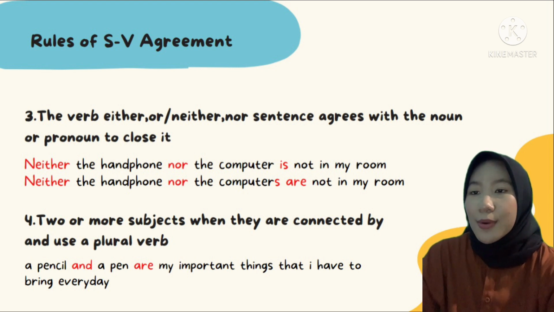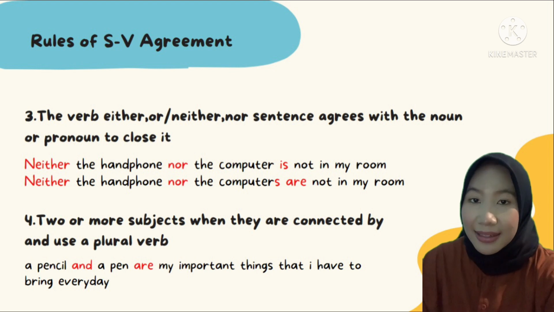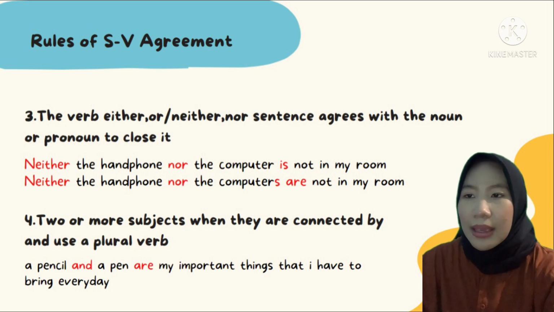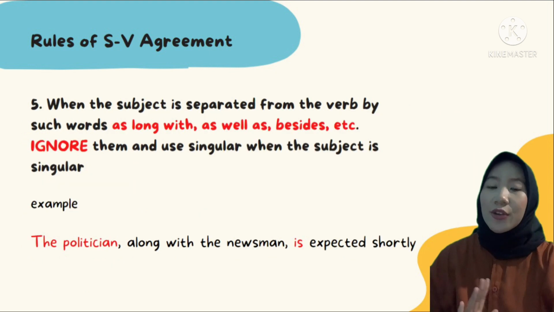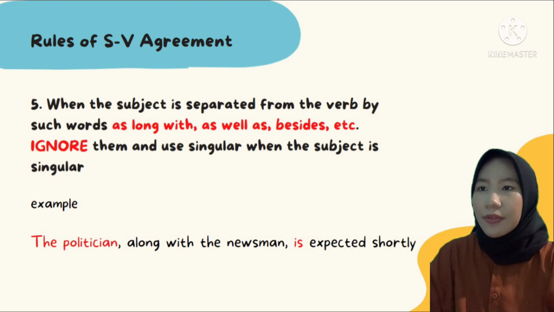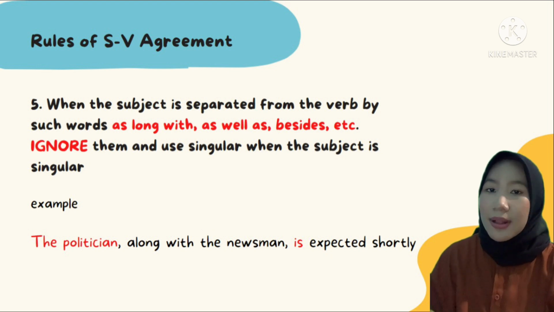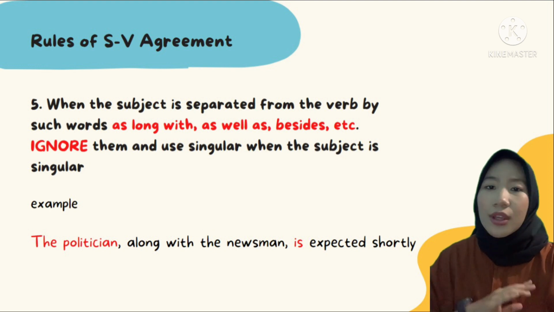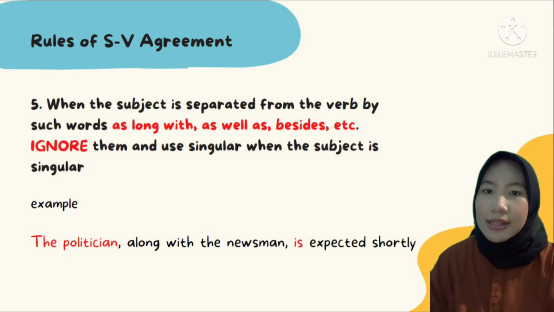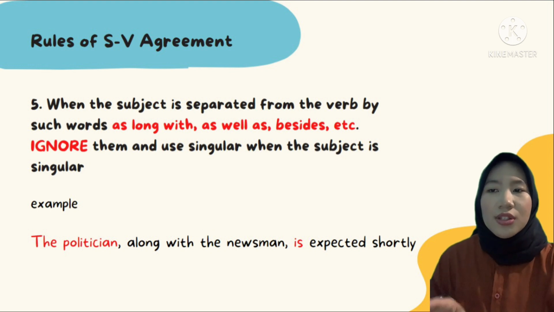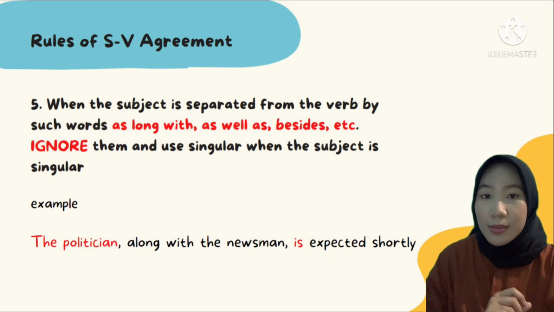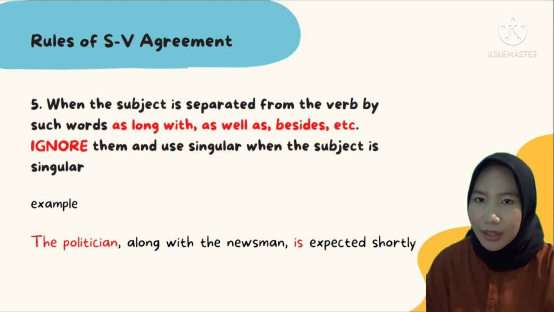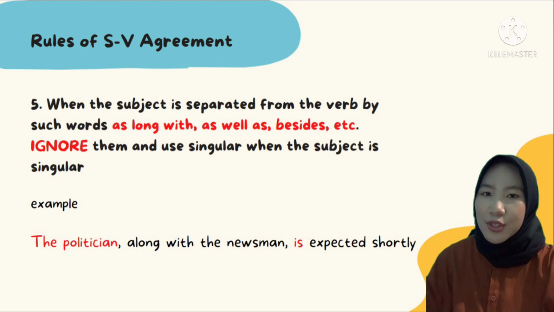Fourth, two or more subjects connected by and use a plural verb. Example: a pencil and a pen are my important things that I have to bring every day. Fifth, when the subject is separated from the verb by words such as along with, as well as, besides, in, etc., just ignore them and use a singular verb when the subject is singular. Example: the politician along with the newsman is expected shortly. We just ignore along with the newsman and look at the subject. Is it singular or plural? The politician is singular, so we have to use a singular verb too.